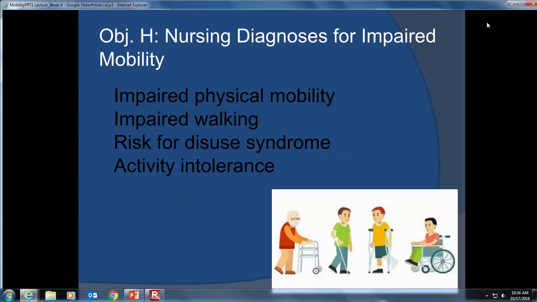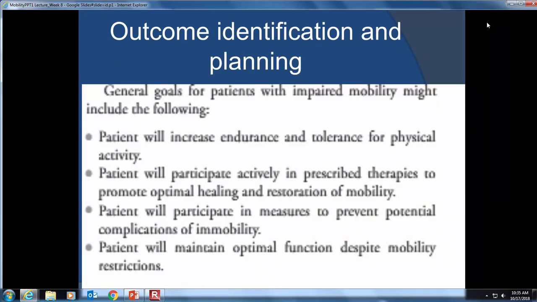You can look at your text, I believe it's table 22.4, for a list of NANDA diagnoses involving mobility. This list just shows you some related factors and outcomes and interventions for selected nursing diagnoses. So check that out in your text, and that'll give you a little bit more idea about how to work these diagnoses in. So outcome goals are broad, remember.